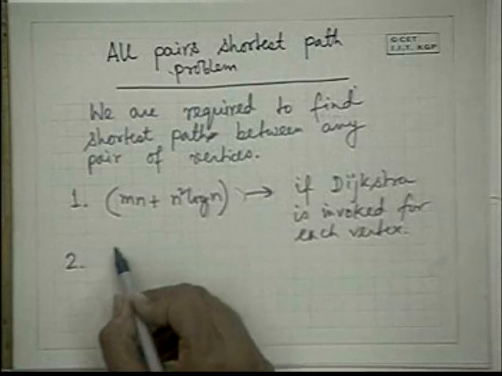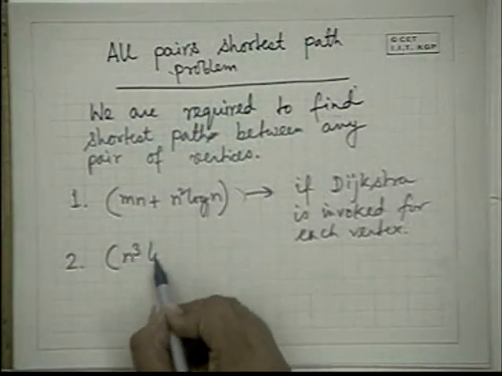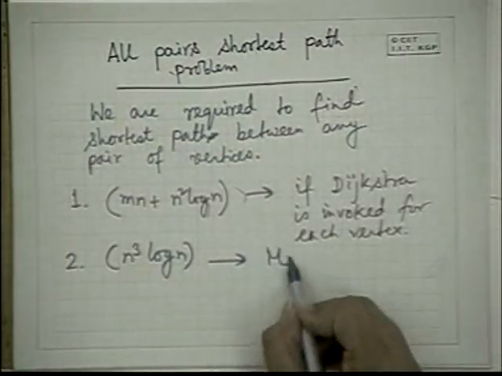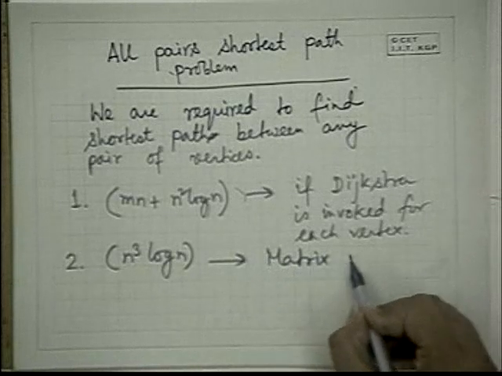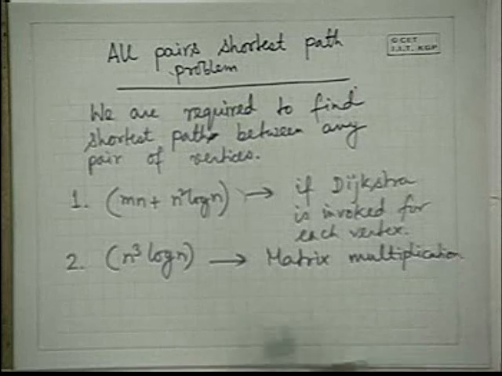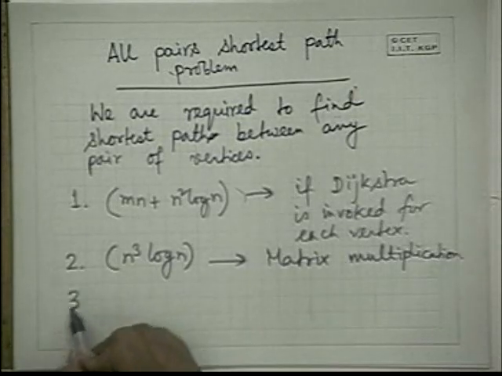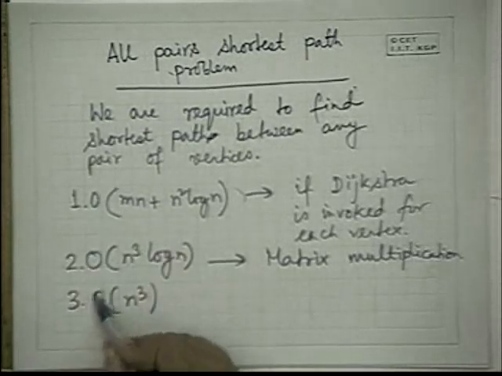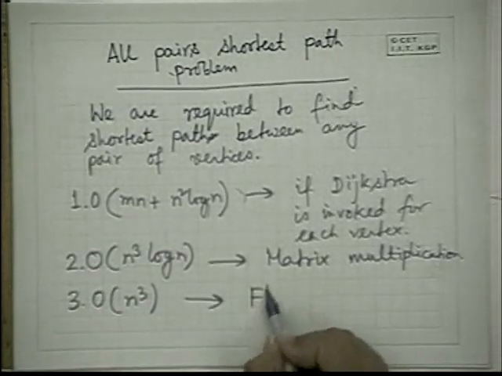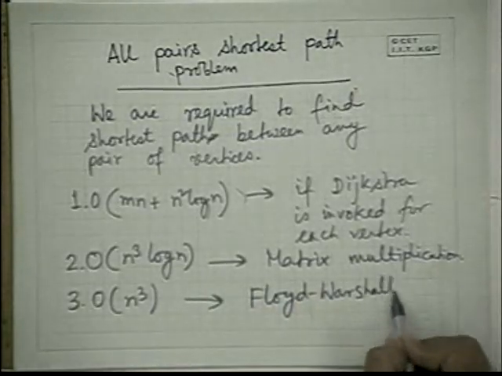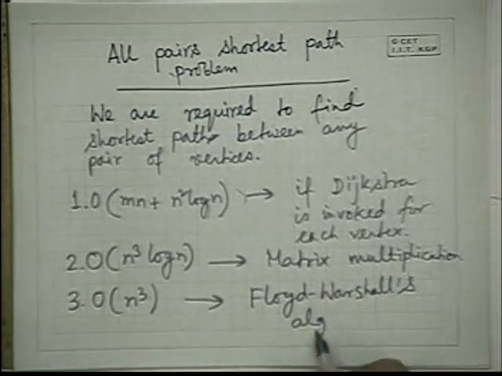Okay. There is another method which we will study, which will take n cube log n time. This will be done by matrix multiplication. And third will be n cube, so all are order. This will be given by Floyd-Warshall's algorithm.